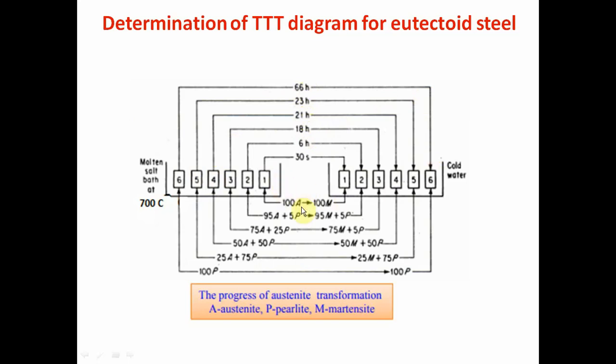So it will transform austenite into that much percentage of martensite. When after holding the specimen for 6 hours it is immersed in the water quenching bath, it will transform to 95% martensite and 5% pearlite. So let us see that graph plotted in the next slide.